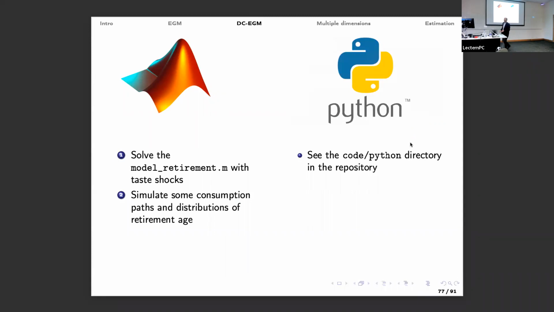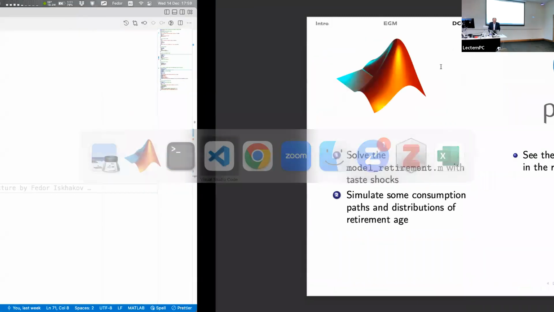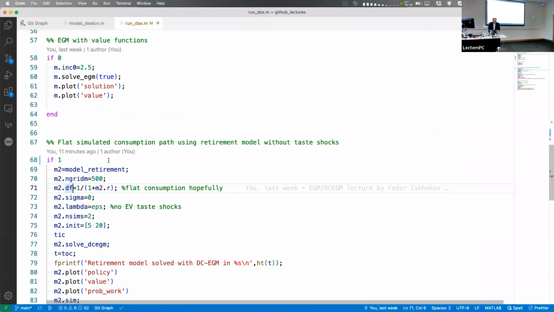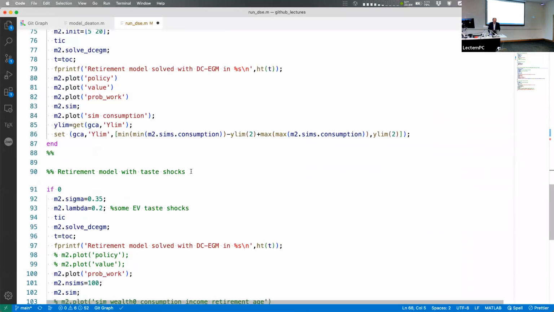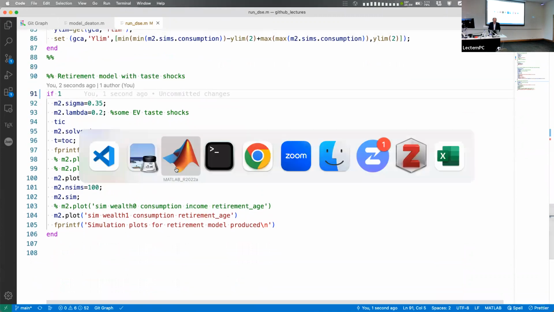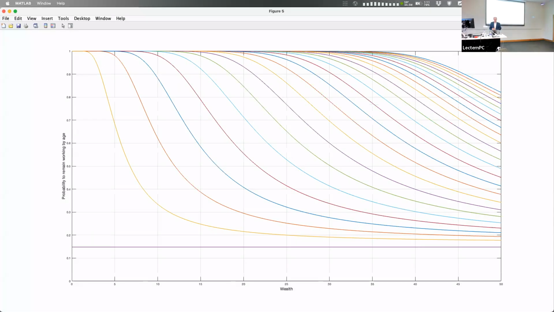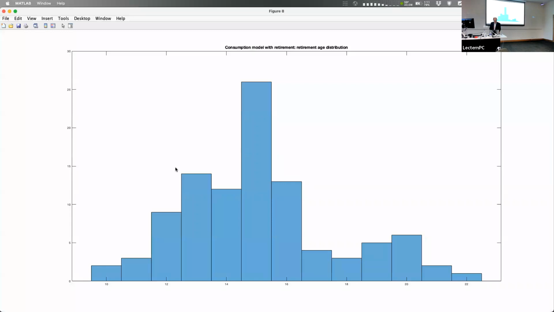Maybe I should skip that. Well, let's run it once. So there's this implementation for the extreme value smoothed retirement choice, and it produces some nice choice probabilities.